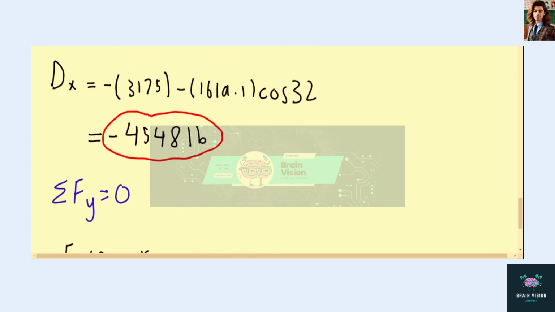So force D is going to be equal to 4,548 pounds in the left direction.